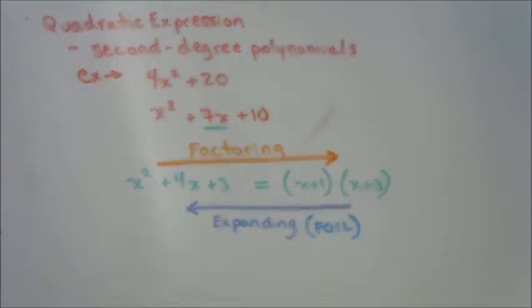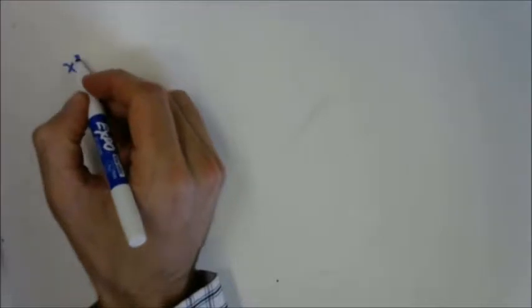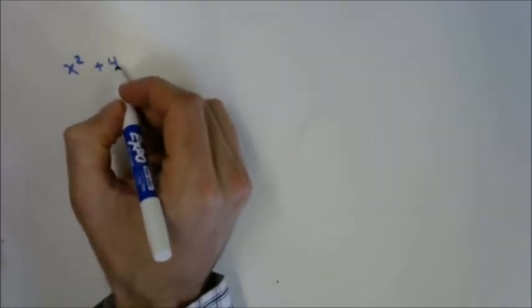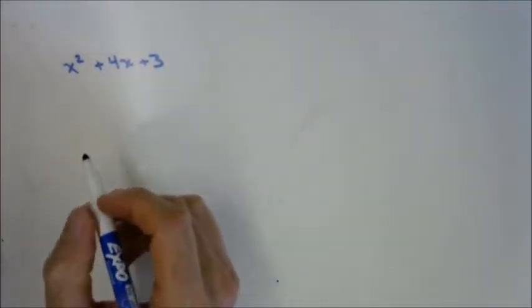Okay, so we know that a quadratic expression can be factored. Lots of them can be factored. But how do we know what those factors are? How can we figure out the factors if we're given a quadratic expression, a trinomial? Let's draw a few and see. So we're going to take the same one we've been dealing with. We're going to take x squared plus 4x plus 3.